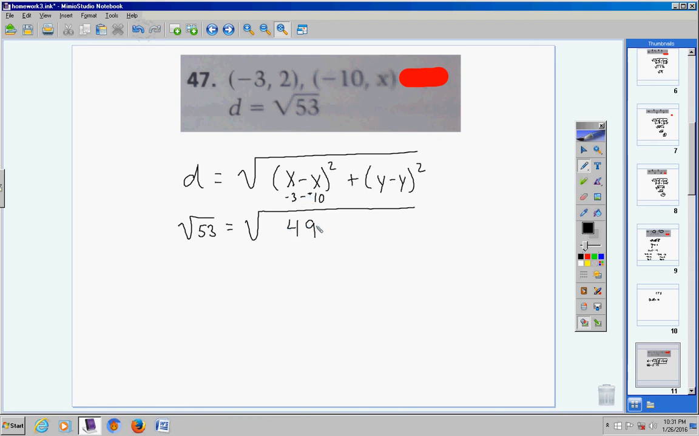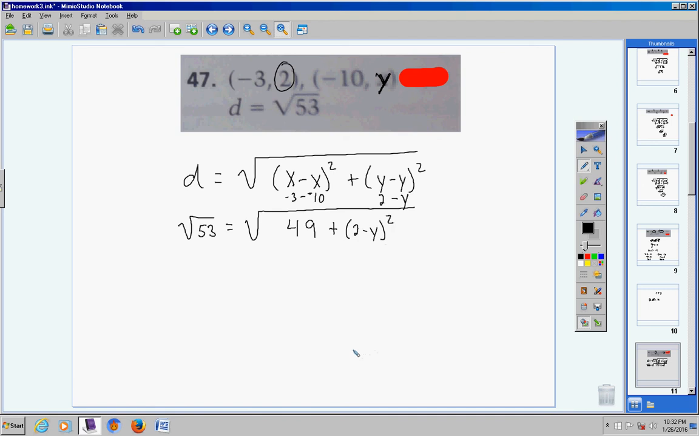Alright? Now, here's my y and my other y. I'm not sure why they put an x here. That's really confusing. Yeah, they should have called this a y. They really should have, in my opinion. I'm going to use a y. So 2 minus y. 2 minus y. So I have plus (2 minus y) quantity squared.